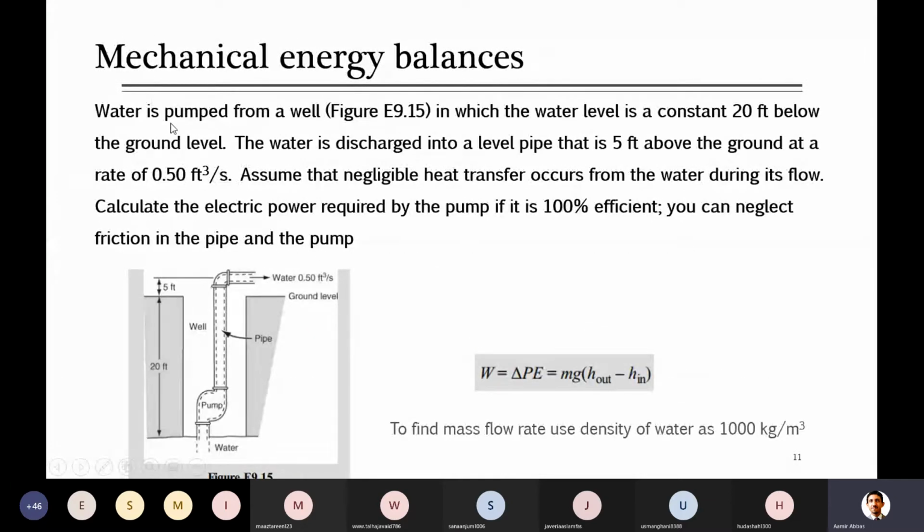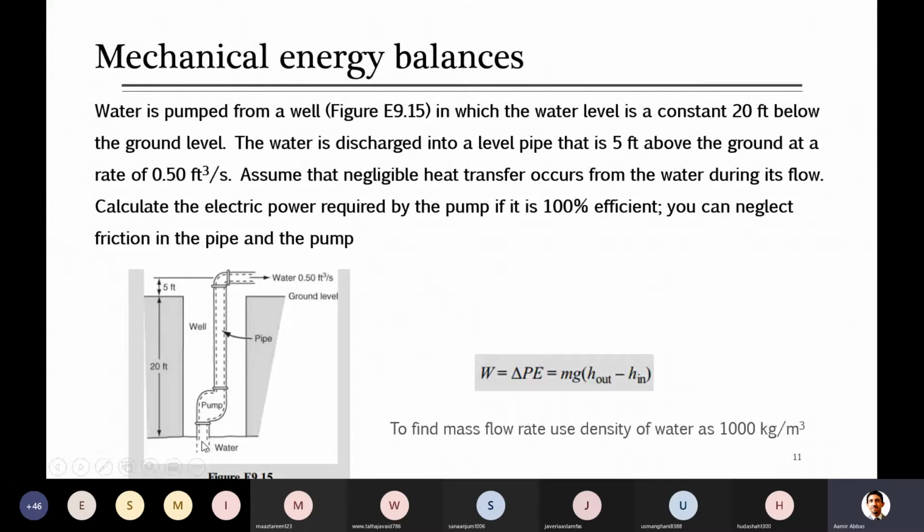Another question. Water is pumped from a well. You know that a pump is used for pumping of liquids, so here the pump is used for pumping various liquids. Water is being pumped from a well in which the water level is at a constant 20 feet below the ground level. You can see the ground level mentioned here in the diagram. The water level remains fixed, 20 feet below the ground. The water is discharged into a pipe that is 5 feet above the ground.